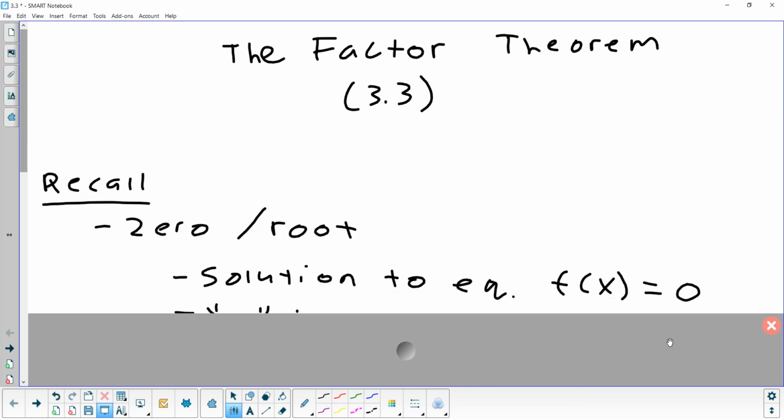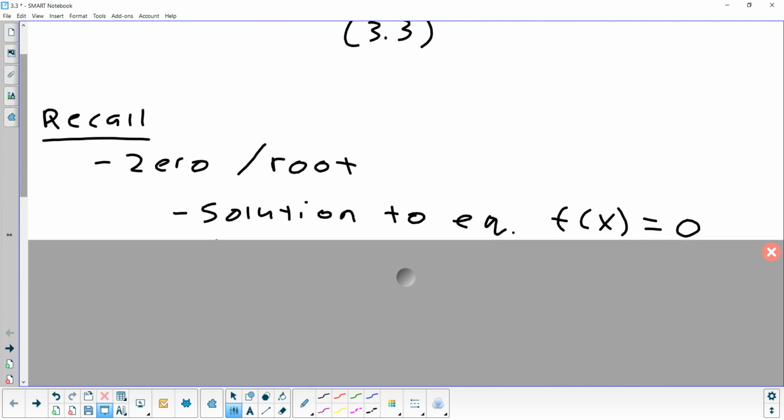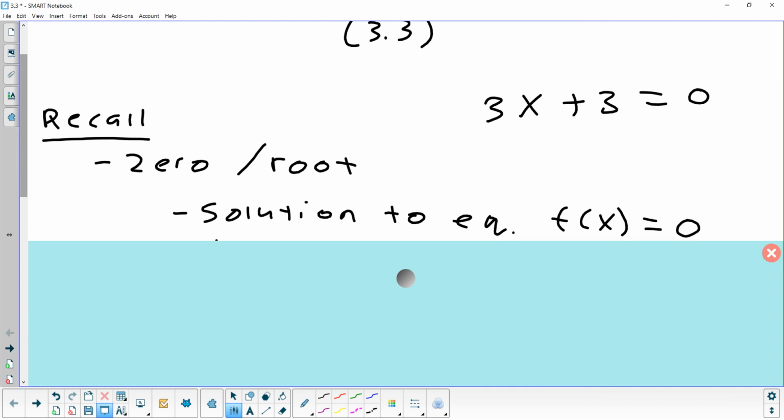So just a reminder that if something is a zero, or I call something a root, like if I have this, -1 is what I would call a root to that equation, because it's a number that I can plug in for x, and that result is 0. So -1 is called a root or a zero. Any question on that?